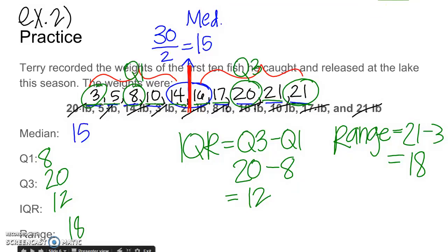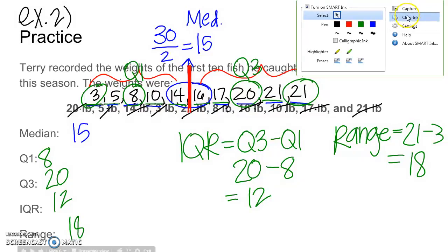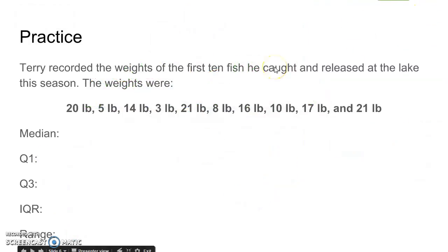Now that we know those measures of variability, we're going to learn how to represent them in something called a box plot. So I'm going to switch to a second quick little video so we can look at box plot.